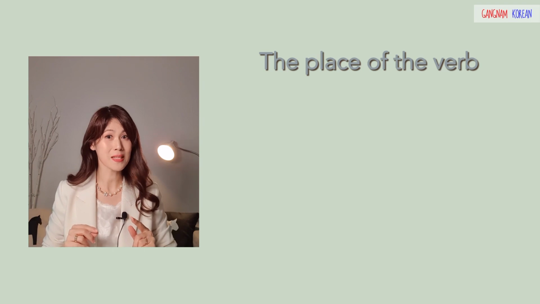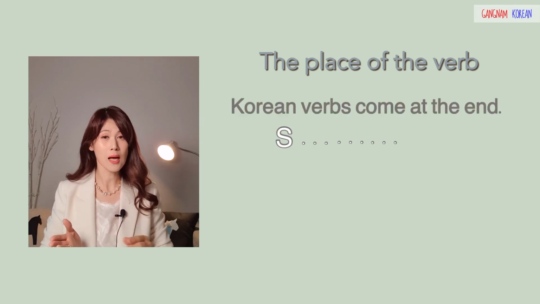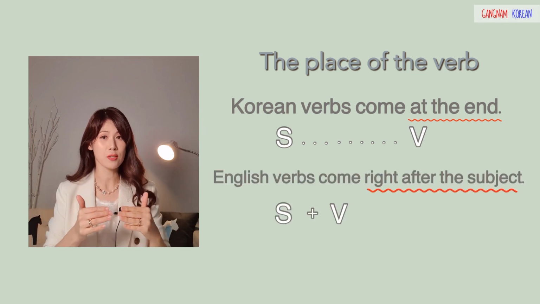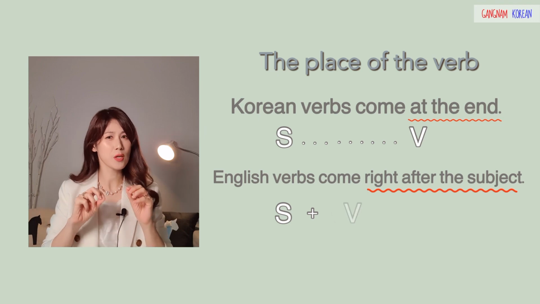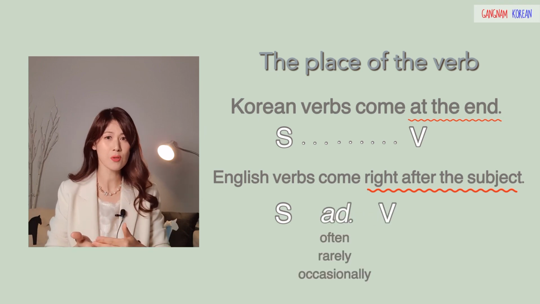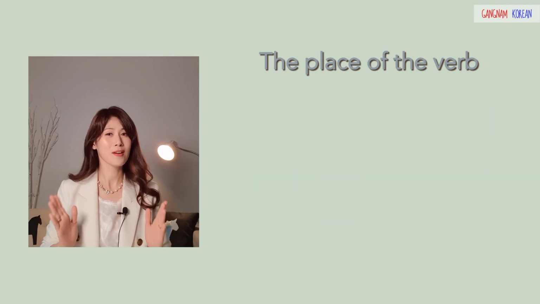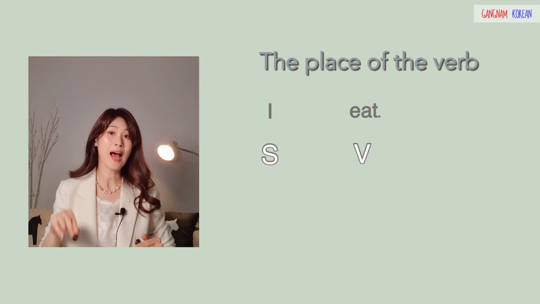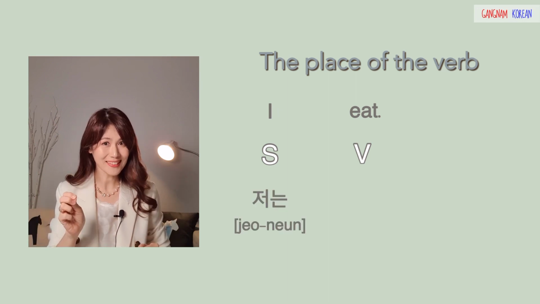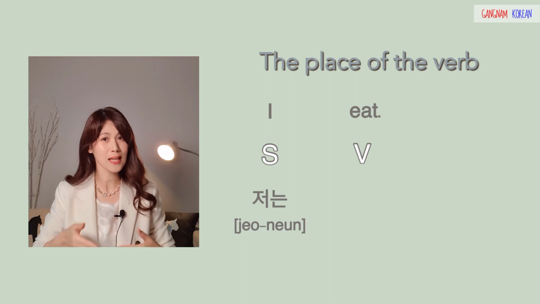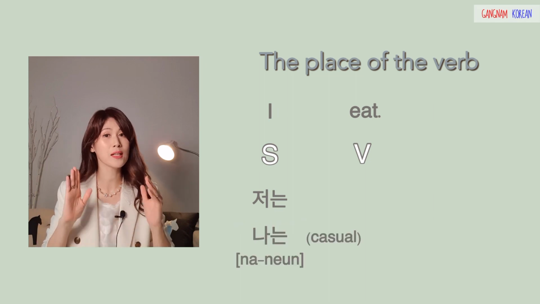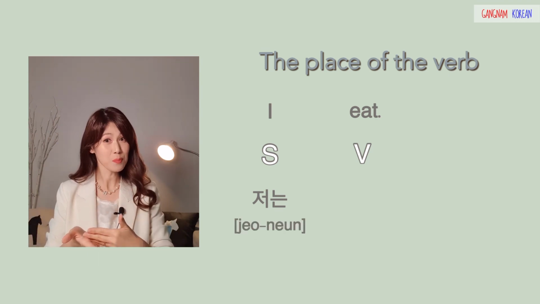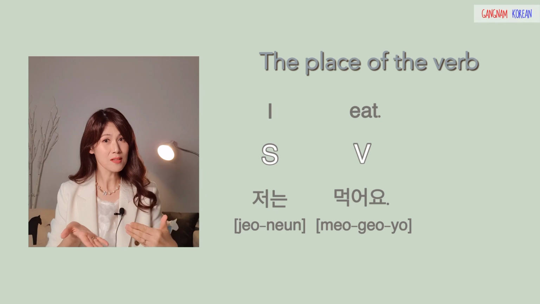Now, the place of the verbs in the sentence. Korean verbs in general come at the very end of the sentence, whereas English verbs come right after the subject, usually, unless you want to insert some adverbs, like adverbs of frequency, in order to modify the verbs. For example, I, the subject, eat, the verb. In Korean, this is I, 저는. Okay, this is formal and polite. Of course, you could say 나는 if you want to be casual, but we're going to stick to low formality here, okay? So, 저는, I, the subject, 먹어요, which means eat.